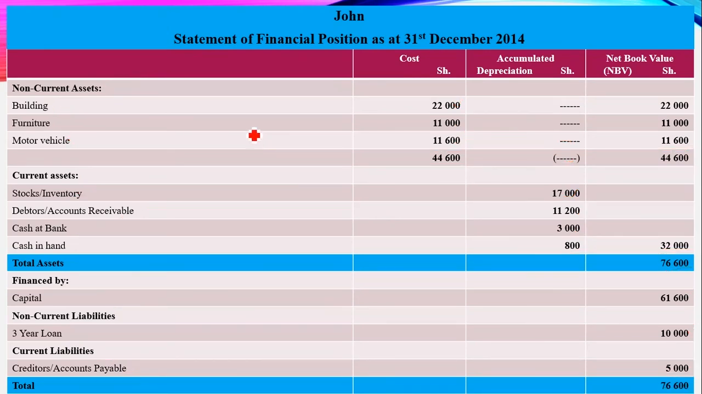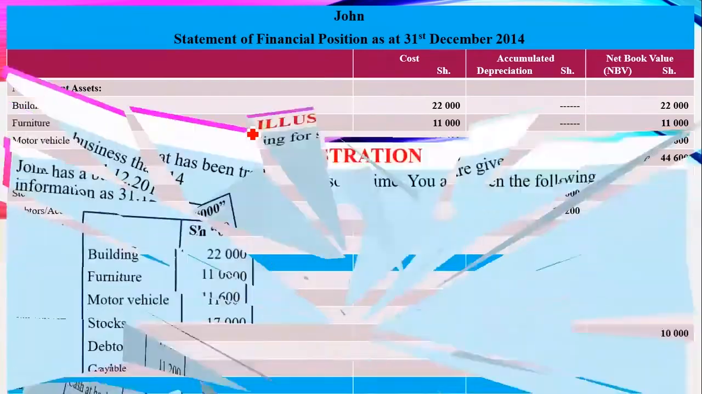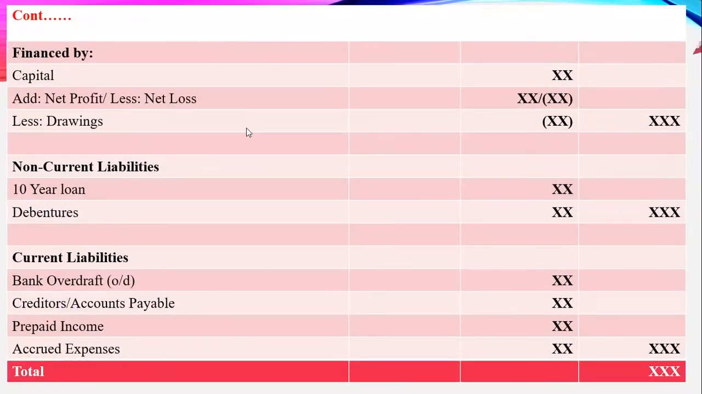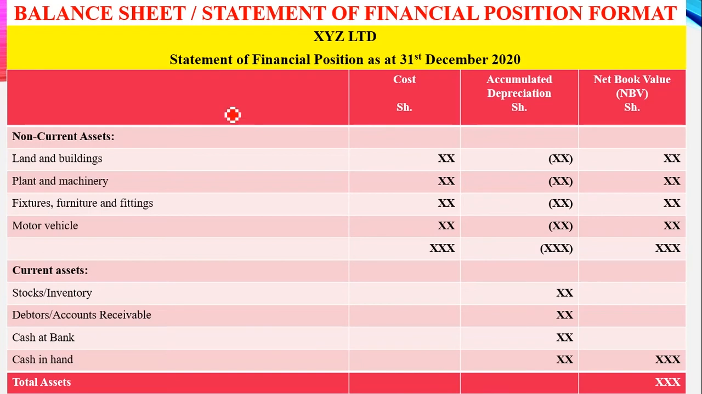Don't forget, when you are preparing a statement of financial position, there's something here that I need to mention. Any financial statement that you prepare must have a title. It must have a title. A title is written at the center top. This is a statement of financial position, so it is XYZ Limited, because this is a format: XYZ Limited, statement of financial position as at 31st December 2020.